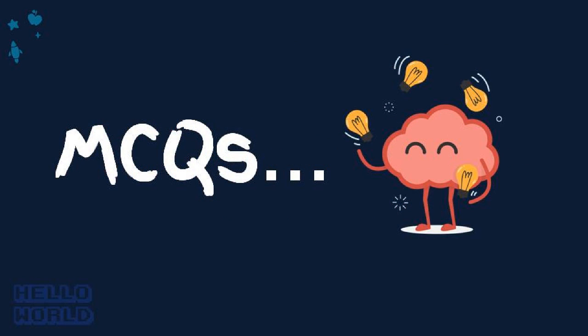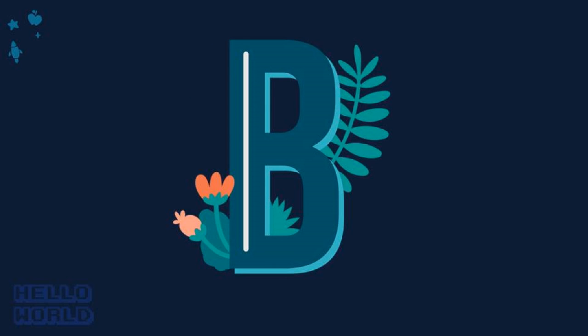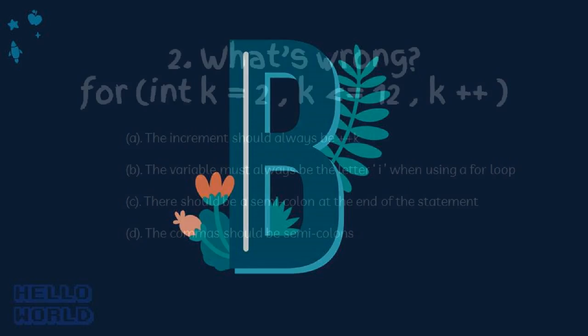Now, let us discuss some questions and answers. The first question is, the statement i++ is equivalent to option A, i = i + i, option B, i = i + 1, option C, i = i - 1, and option D, i--. The answer is option B, that is i = i + 1.